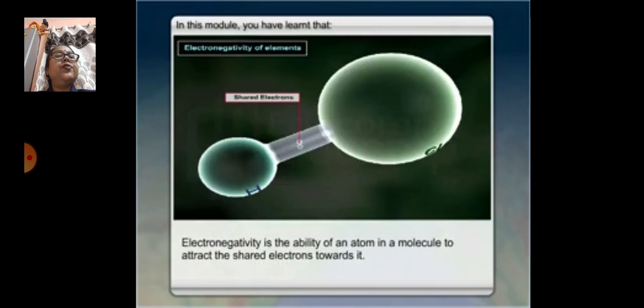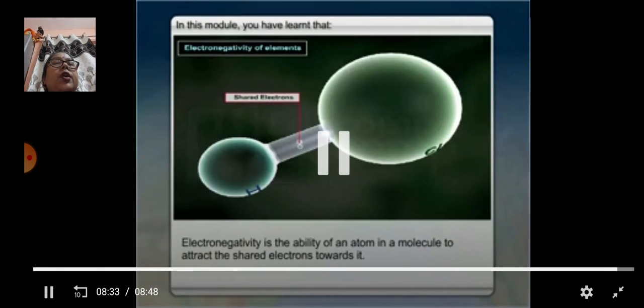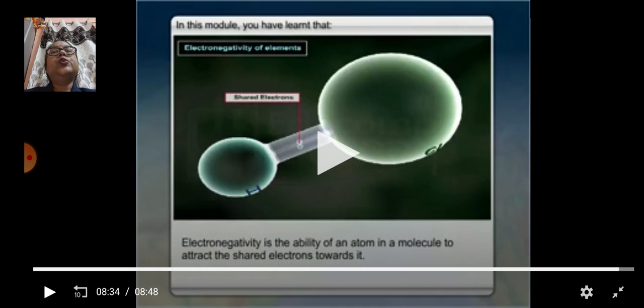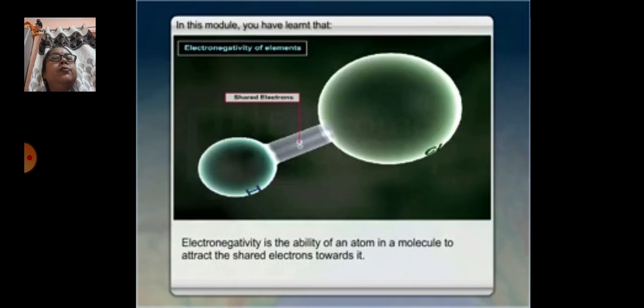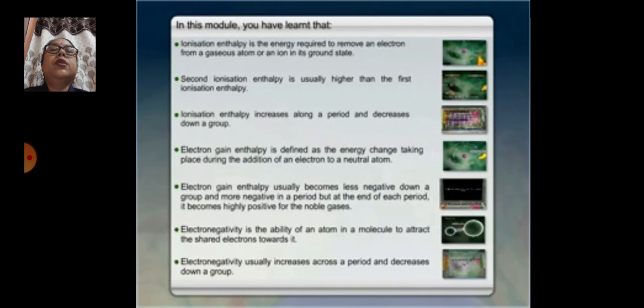Electronegativity is the ability of an atom in a molecule to attract the shared electron towards it. So electronegativity usually increases across a period and decreases down a group.